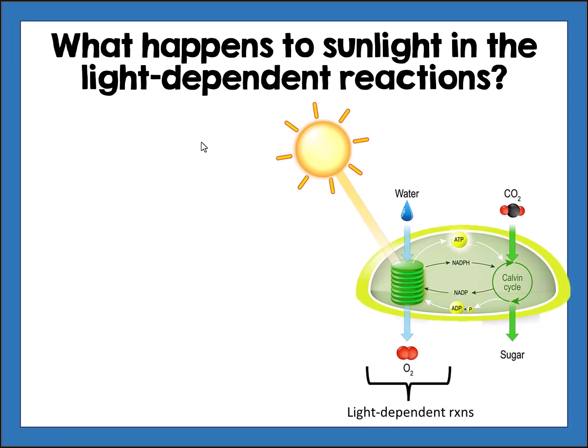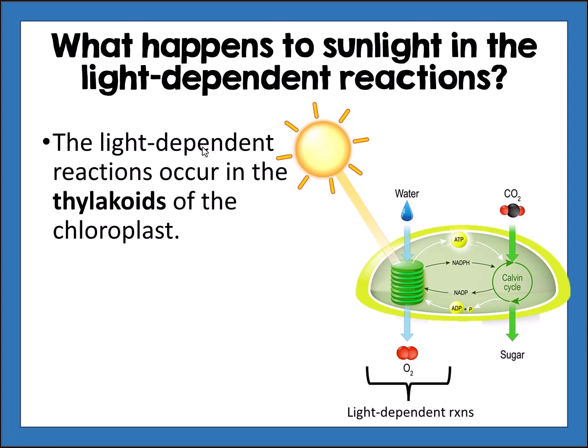So what specifically happens to sunlight in the light dependent reactions? The light-dependent reactions occur in the thylakoids of the chloroplasts. We've talked about this so far. The thylakoids are here, and this is where the light-dependent reactions are occurring.